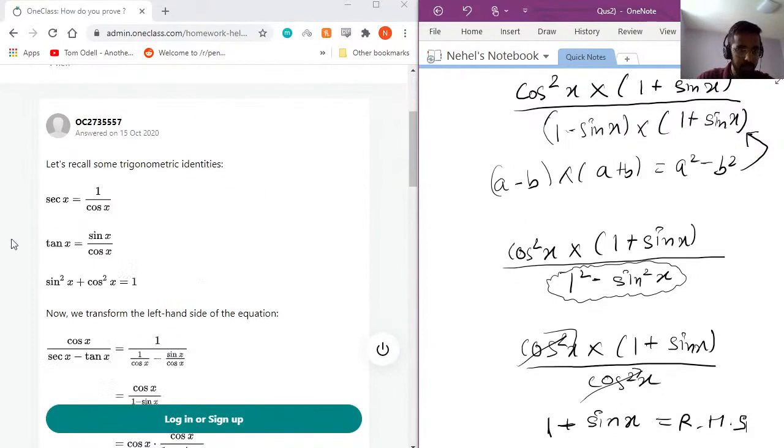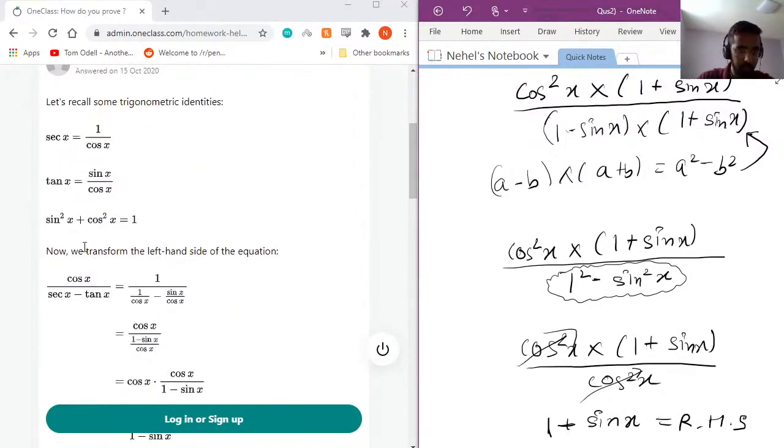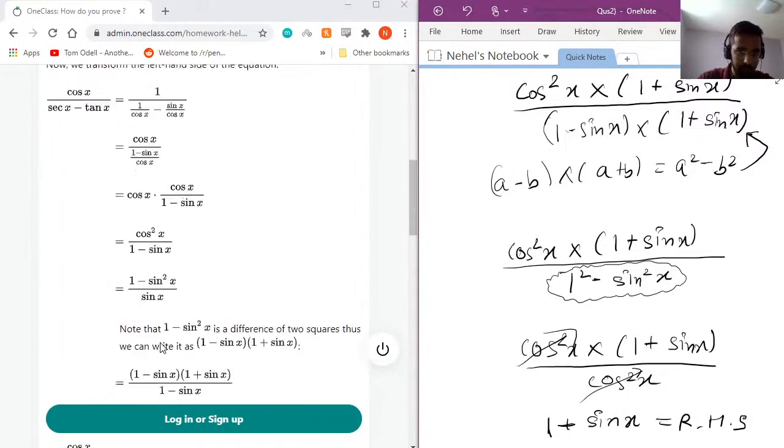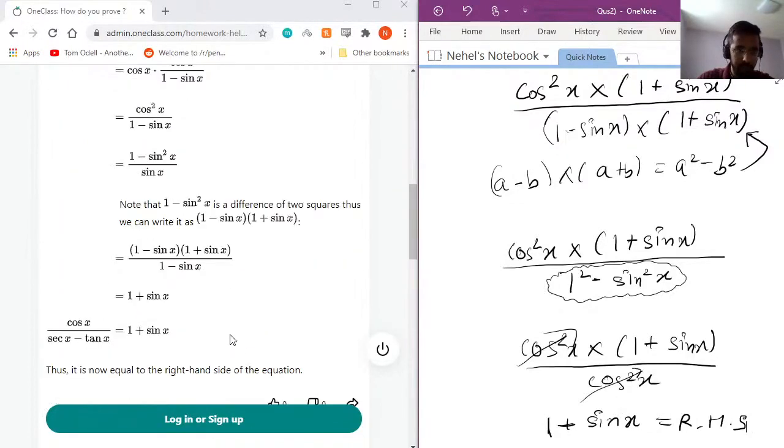Okay, let's look at the solution. So they've identified all the properties we'll be using, simplified it, multiplication, perfect. Okay, so instead of doing it exactly the way I did it, what they've done is split cos squared x and 1 minus sin squared x, and then split it further, which is also correct.